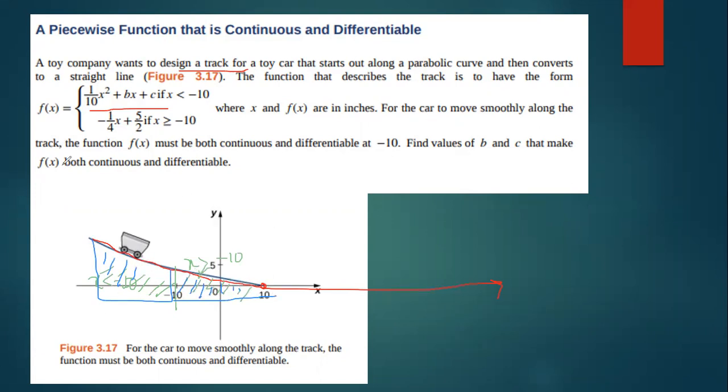Okay, the function must be both continuous and differentiable at minus 10. Now my point will be this one, minus 10. So my function will be continuous and differentiable at the value minus 10. Find the values of b and c that make the function continuous. Now what is b and what is c? These are the values I have to find. Okay, so let's move towards the solution of this numerical.